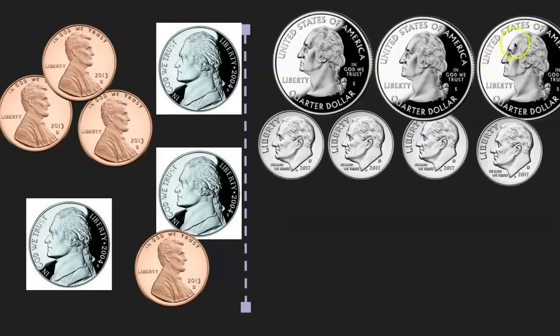So 25, 50, 75, then I'm going to sort out my dimes. So 25, 50, 75, 85, 95, 105, 115. So I have $1.15.